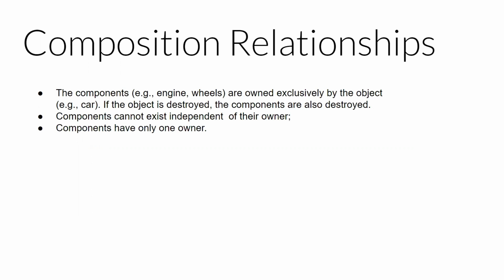For example, the components, like an engine or wheels, are owned exclusively by the object of the car. So if the object is destroyed, the components are also destroyed, and if the car is destroyed, so are the wheels and the engine. Components in a composition relationship cannot exist independently of the owner. Wheels and engine cannot exist independently of the car, and components can have only one owner.